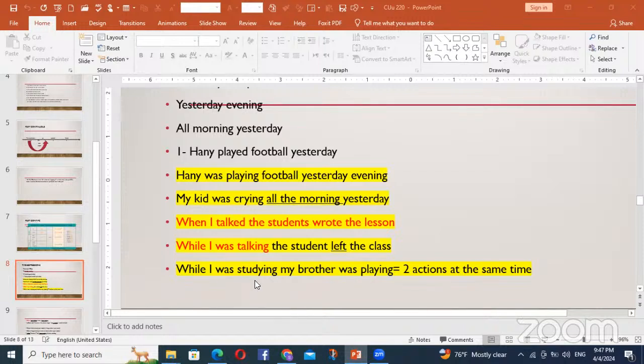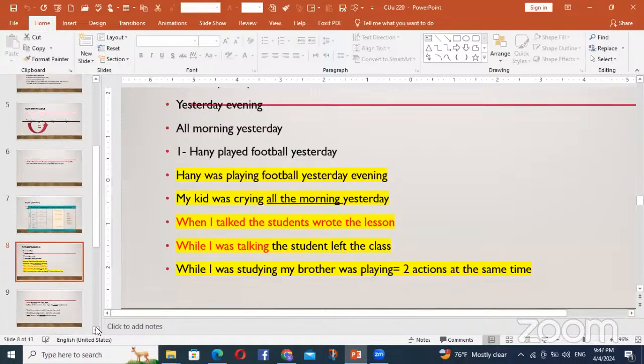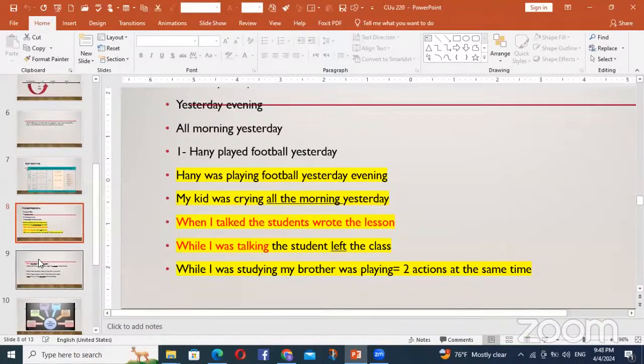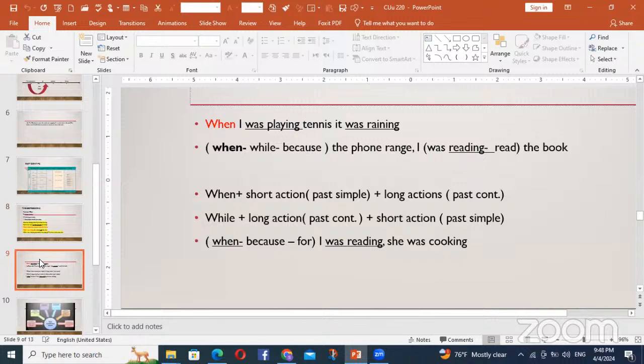Okay? I was studying for 1 hour at 9 o'clock. My brother was playing for 1 hour at 9 o'clock. So both actions happened at the same time, the same period of time. Okay? That's why we put them in the same continuous form: was studying, and then was playing. So this is what we mean by past continuous. Past continuous means the action happened in the past and it takes a time.